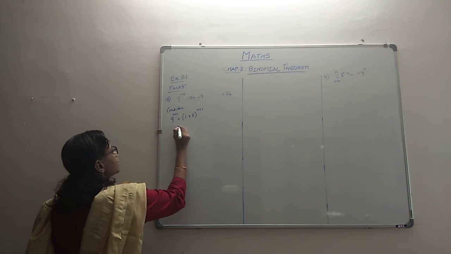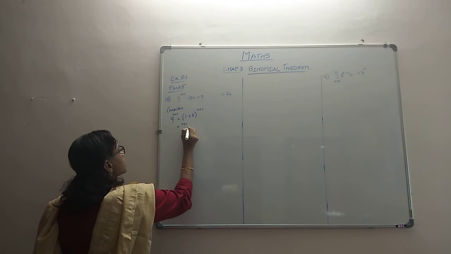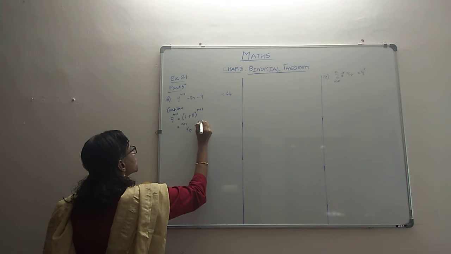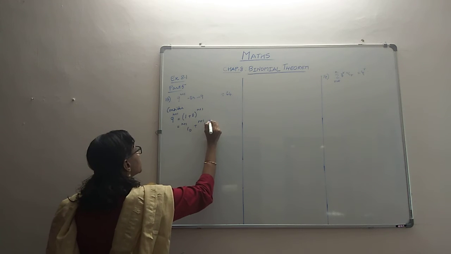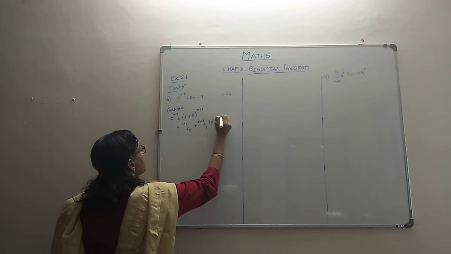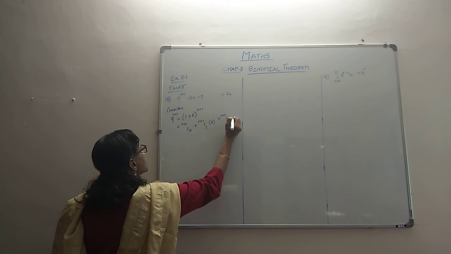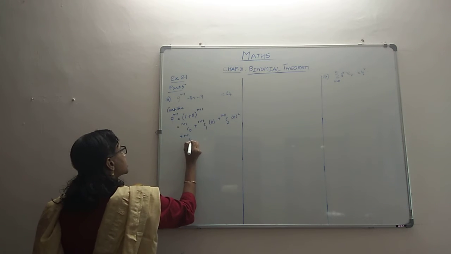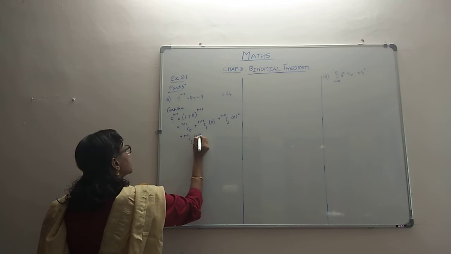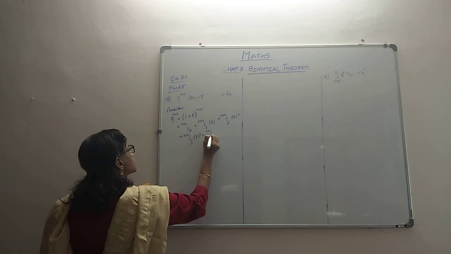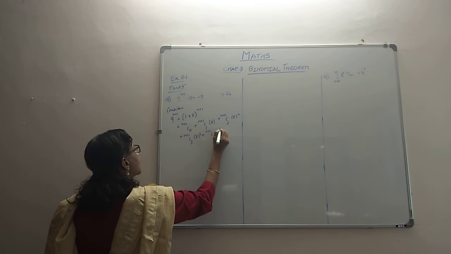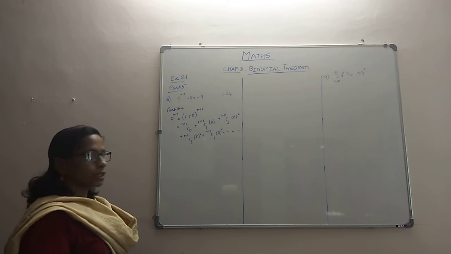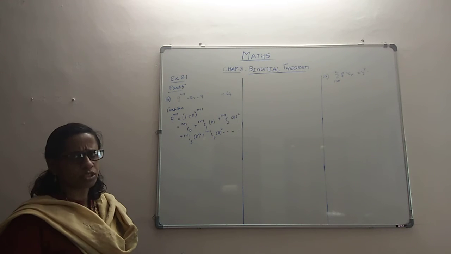So the first term is n plus 1 c0, 1 raised to n plus 1 we are not writing, then n plus 1 c1, 1 we are not bothered, 8 starts, n plus 1 c2, 8 squared, then n plus 1 c3, 8 cube, n plus 1 c4, 8 raised to 4, and so on. There are so many terms, n plus 2 terms will be there. So these are the terms. Proceed. Whatever is possible to simplify, let's simplify.